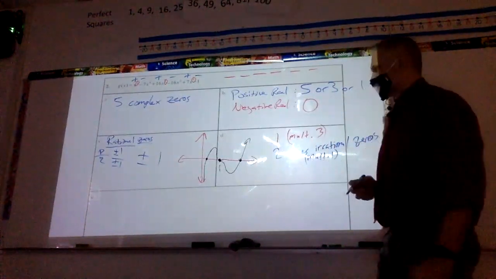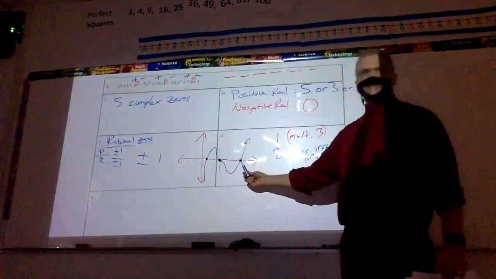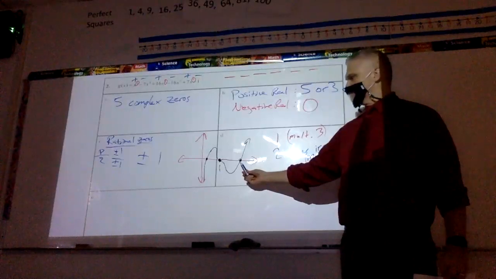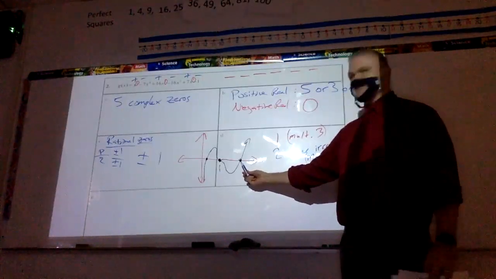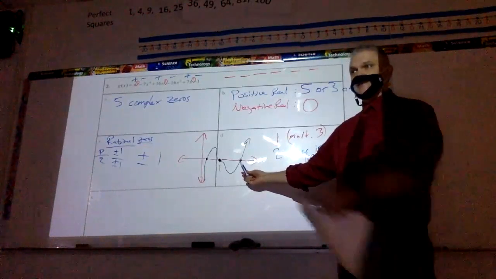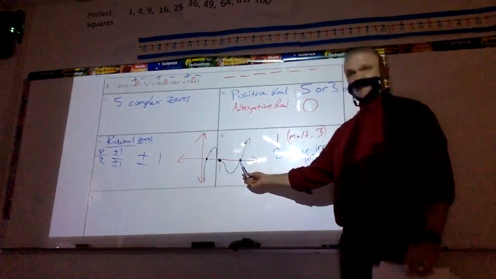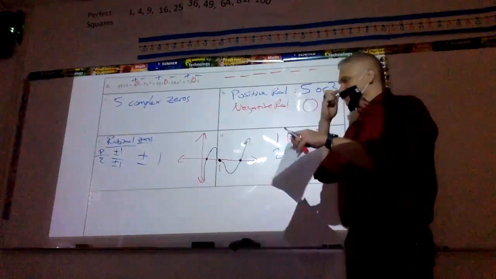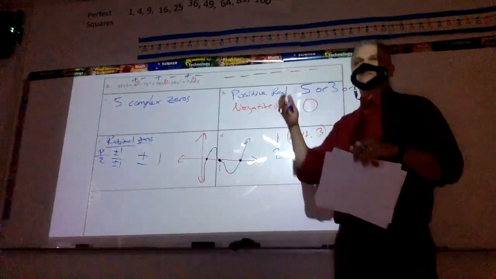How do I know that's not an imaginary zero? Good question. Right here. It's positive. You see it? That's an x-intercept. It actually physically touches the x-axis. Therefore, it's a real number.